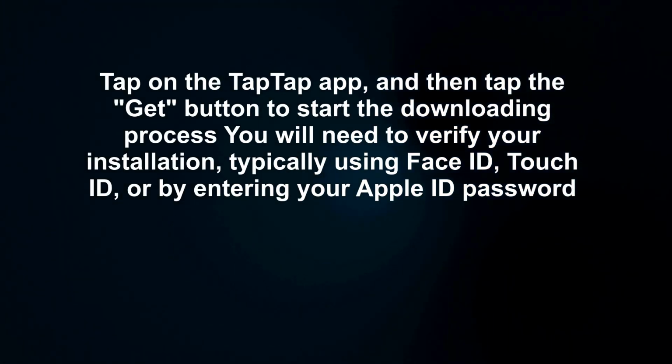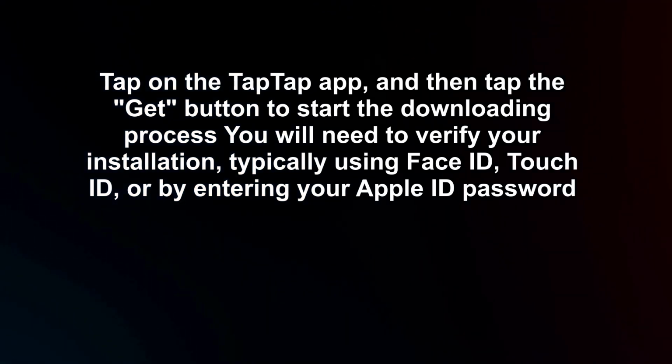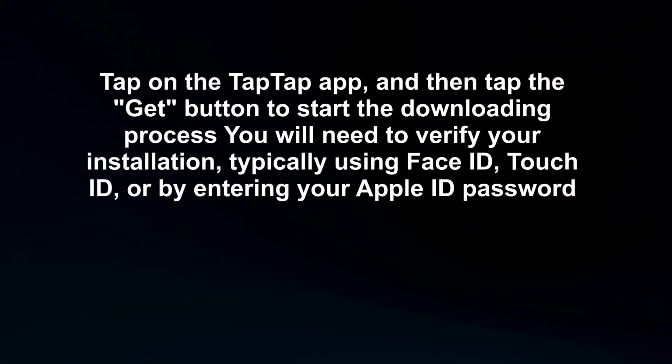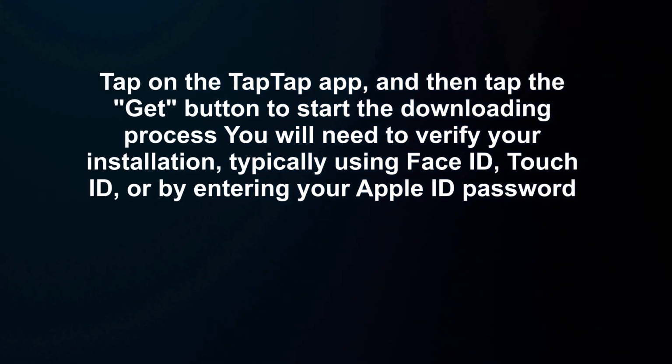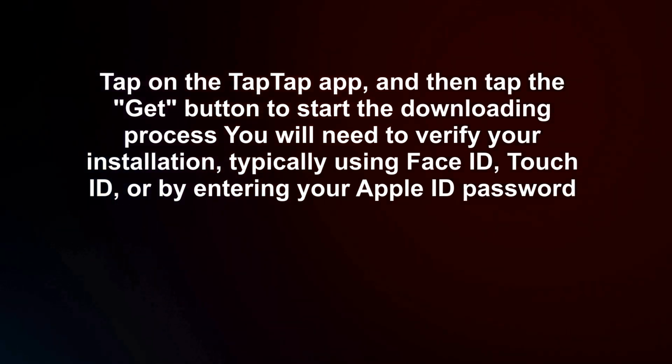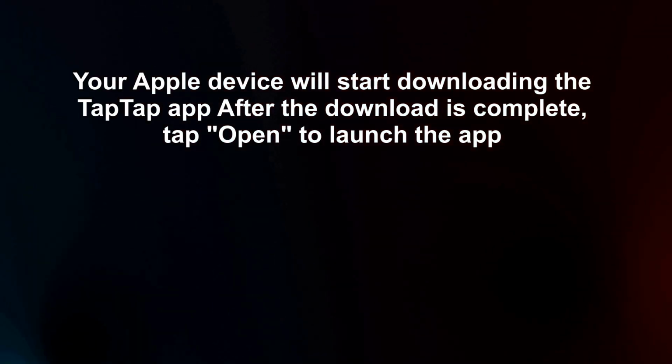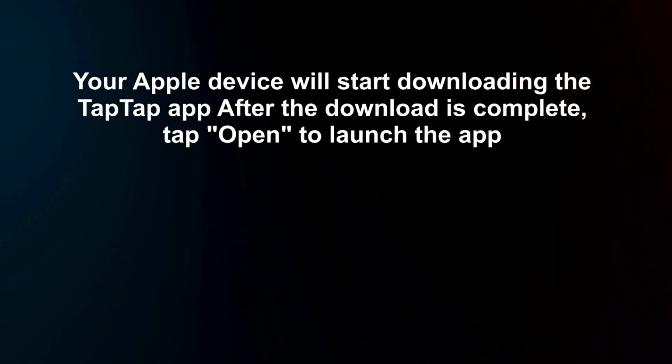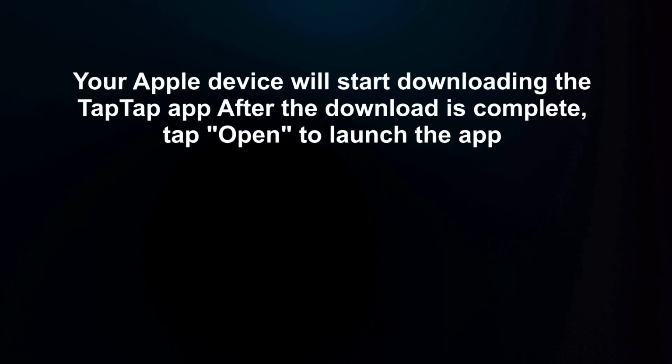Tap on the TapTap app, and then tap the Get button to start the downloading process. You will need to verify your installation, typically using Face ID, Touch ID, or by entering your Apple ID password. Your Apple device will start downloading the TapTap app. After the download is complete, tap Open to launch the app.